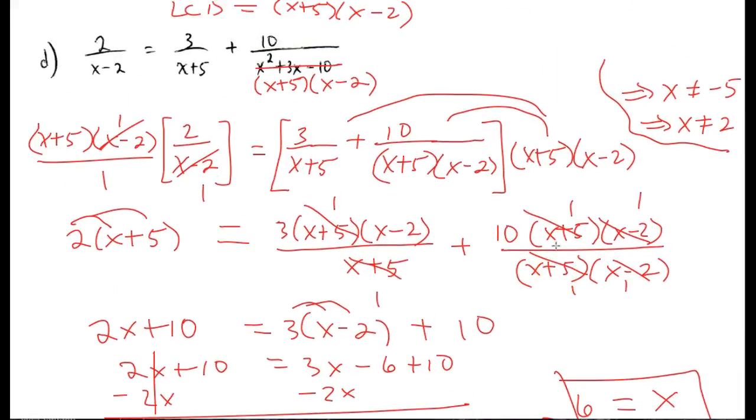And if we look back up here, we know that the answers that we could not have were negative 5 and 2. And of course, 6 does not match that. So therefore, 6 is the solution. And so conceptually, what this means is, if we looked at a graph of 2 over x minus 2 and a graph of all of this, the one place where both of these graphs will actually intersect one another will be at the location where x is equal to 6. Okay? And that will be the only place where these graphs would intersect.